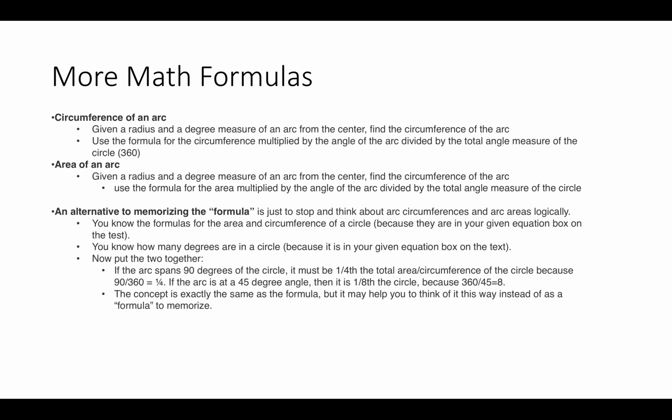But if you're talking about a piece of the circumference, it's going to be whatever degree you're given out of 360 times the circumference formula. For area of the arc, same thing. It's going to be the degree given out of 360 times the area formula, pi r squared. So all you have to remember is that it's a proportion. So if they say it's going to be 60 out of 360, well, 60 degrees out of 360 is 1/6. So, okay, you're going to deal with 1/6 of the circle.